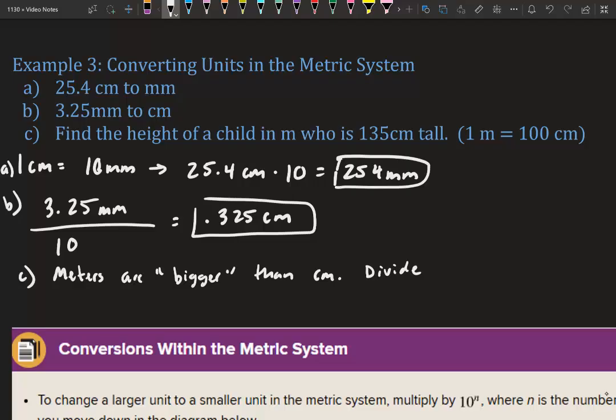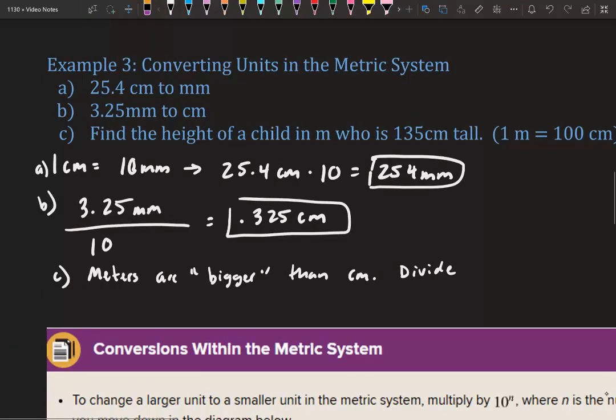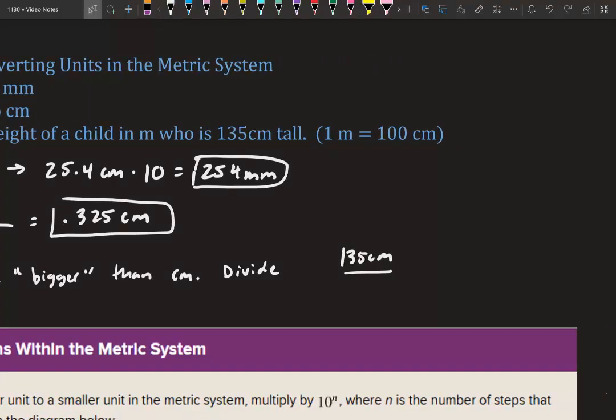Because meters are bigger than centimeters, we're going to divide. Anytime we go from small to big, we divide. Big to small, we multiply. So we have 135 centimeters, and we know that 1 meter is 100 centimeters, so we're going to divide, and we get 1.35 meters.